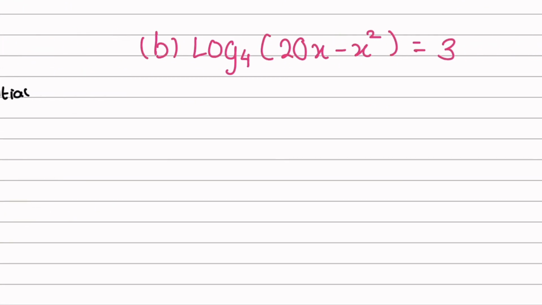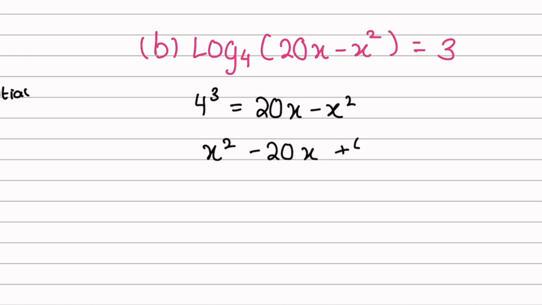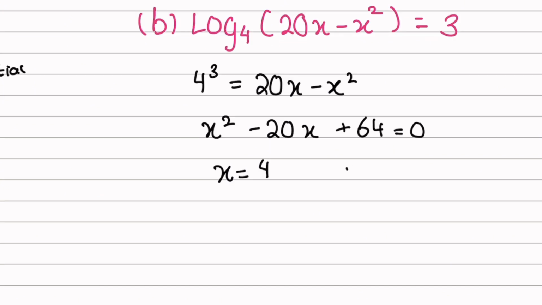We have example letter B. Please make sure to pause this and try to solve it on your own. Now, in order to solve this, I'm going to be changing it to be an exponential one. So I'm going to raise 4 to the power of 3 and make it equal to 20x minus x squared, which is a quadratic equation: x squared minus 20x plus 4 to the power of 3, or 64, is equal to 0, and thus x is going to have two solutions, x equals 4 and x equals 16.